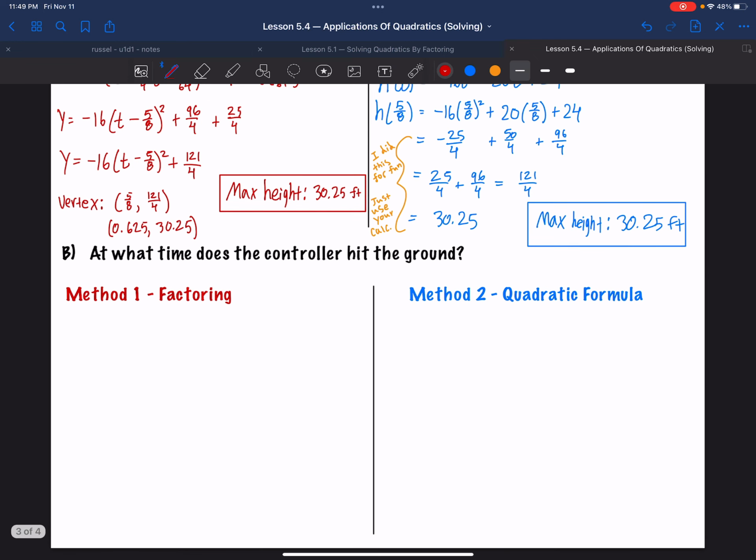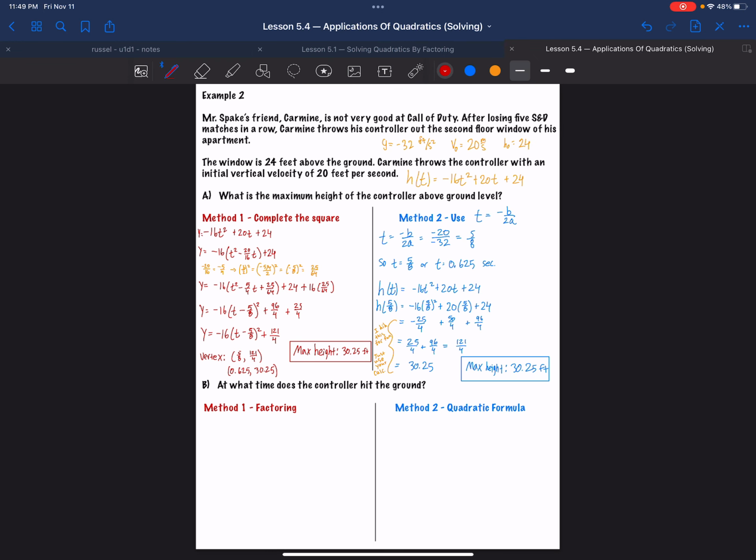Okay. At what time does the controller hit the ground? So you see how I've done this problem twice with two different methods, but both ways I got the max height, right? Oh shoot! Before we move on, I gotta talk about how to use the calculator. Here's how to use the calculator, because that's what this is for, to show you new methods as well. You can use either of these two methods, and you can use a calculator.